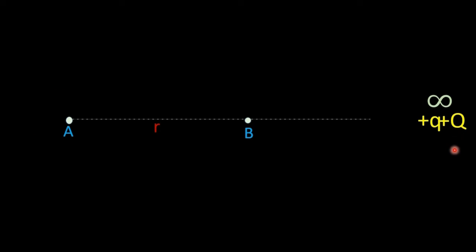Now we have a space where A and B are two points separated by distance r. This space is empty, that is, there is no electric field in this space. Hence, when we bring the source charge, that is plus capital Q, from infinity to the point A, we do not have to do any work. This point is very important to understand.